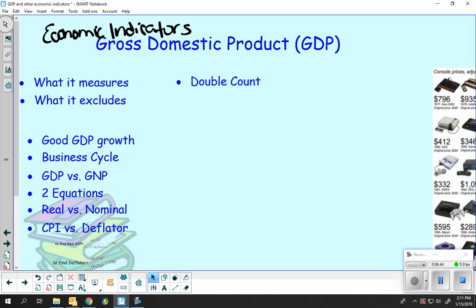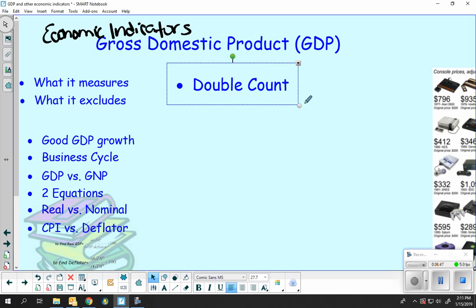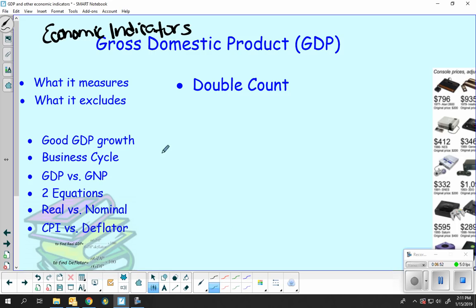Double count is not a good thing. Double count is something that economists try to avoid. Okay, let's go back to what GDP measures. Remember, like I said, if you add up all of the money that was spent, all of our spending, it's the final price that we pay. The term is market value, but really that means price, the final price.